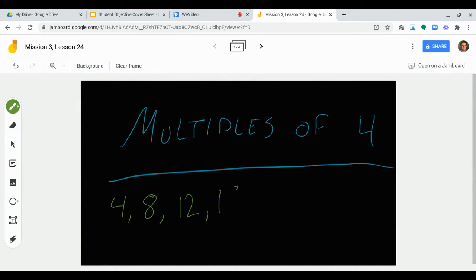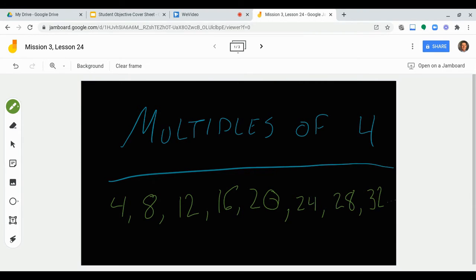12, 16, 20, 24, 28, 32, and we can keep going. Those just keep going on and on, forever, as long as you're counting by 4s. So these are multiples of 4. 4 is obviously a multiple of 4. 8's a multiple of 4, 12's a multiple of 4, 16's, 20's, 24's, 28's, 32's, and I can keep going. 36 is a multiple of 4, 40's a multiple of 4.